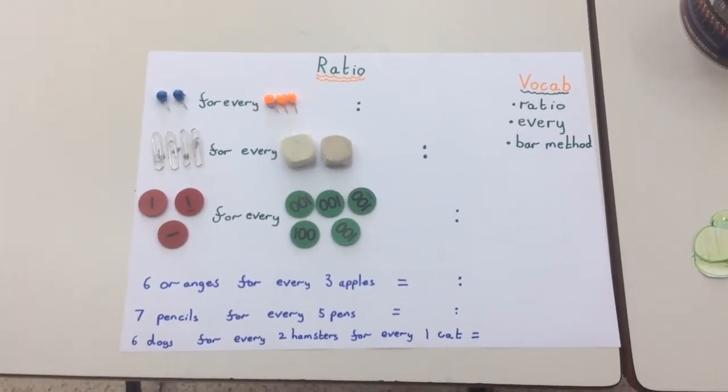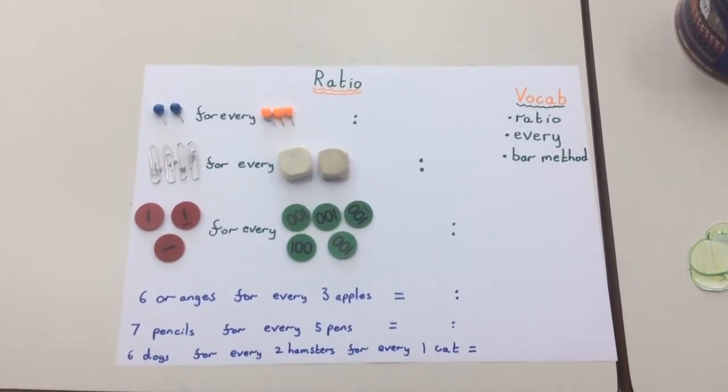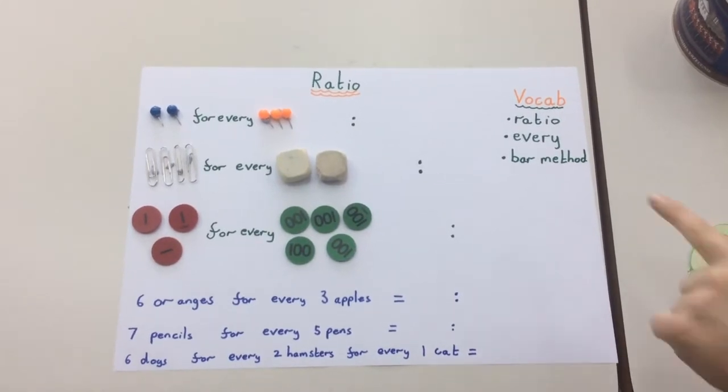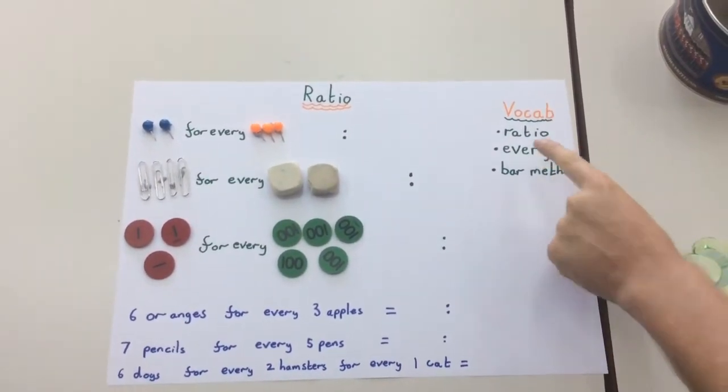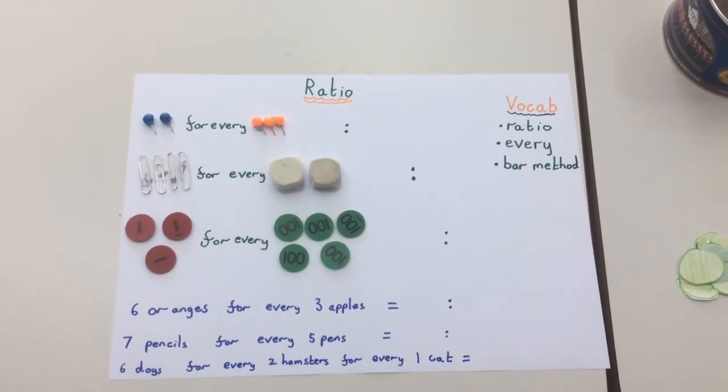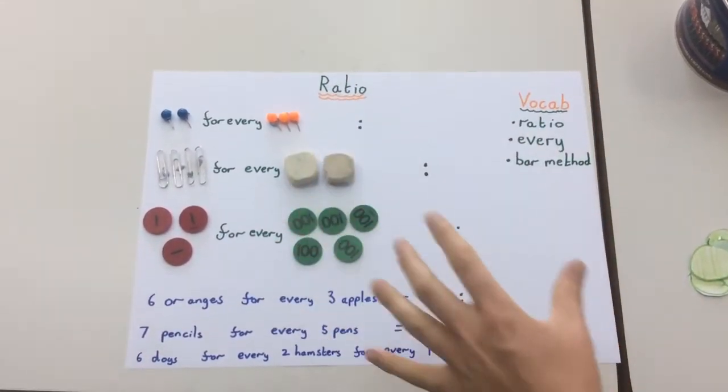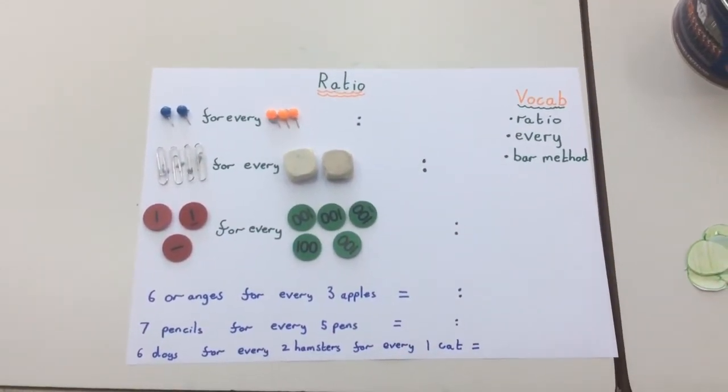What we're going to learn about is ratio. That word is ratio. And the key words you're going to hear me saying are ratio, every, and later on, the bar method. So before I start showing you some things, let me just explain what ratio is.